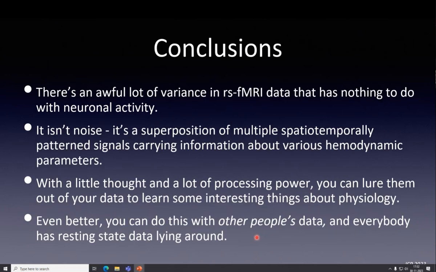So the conclusion is there's an awful lot of variance in resting state fMRI that has nothing to do with neuronal activity, but it isn't noise. It's a superposition of multiple spatial or temporal pattern signals that carry information about various human parameters. With a little thought and a lot of processing power, you can sort of lure it out of the data and then do whatever you want with it. Even better, you can do it with other people's data. So you don't even have to take data anymore. You can just retrospectively mine things.